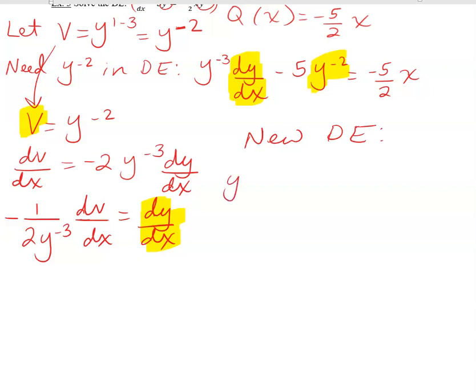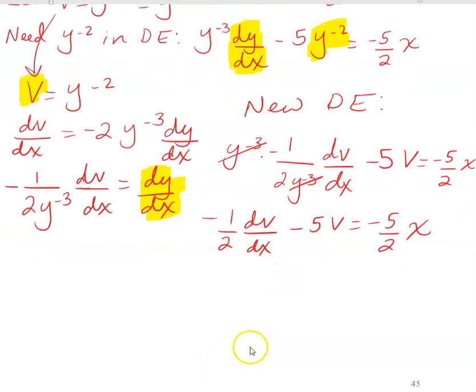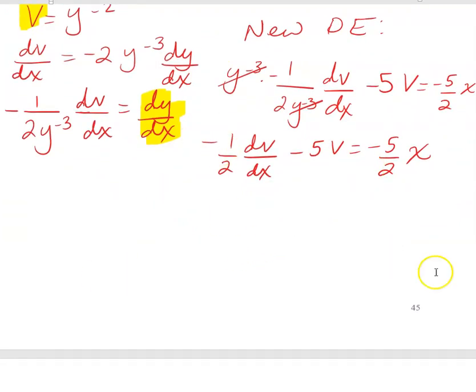We're going to have y to the negative third times negative 1/2 y to the negative third times dv/dx minus 5v equals negative 5 over 2x. Notice this time that these y to the thirds cancel out, and I have negative 1/2 dv/dx minus 5v equals negative 5 over 2x. This doesn't give us something that is separable, but it does give us a regular linear first order differential equation, and I can use the integrating factor to solve this from here.